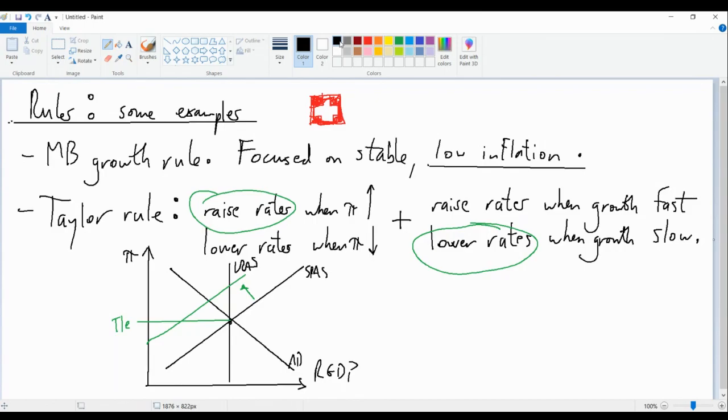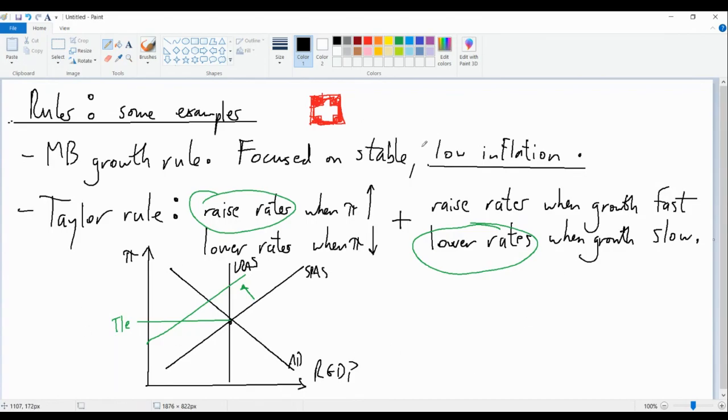The point being that when a supply shock comes along, if you're constrained to following a Taylor rule, you're not going to make matters worse. You're not going to do something rash that may increase expected inflation and keep the stagflation going on for even longer. So that's the idea of the Taylor rule.